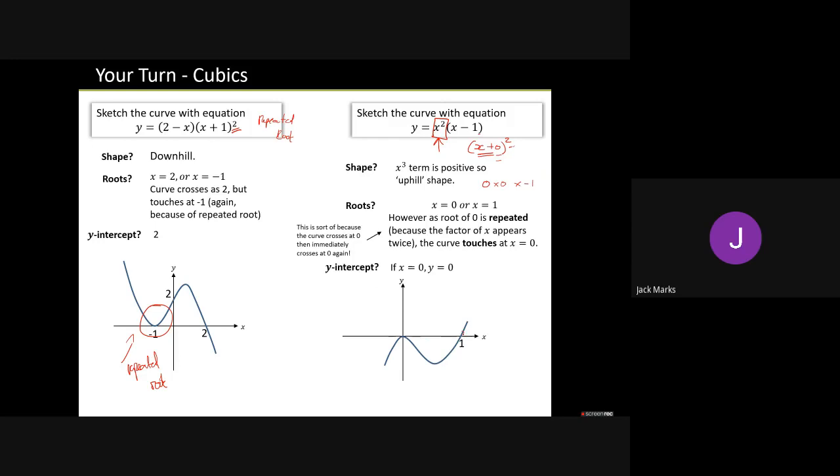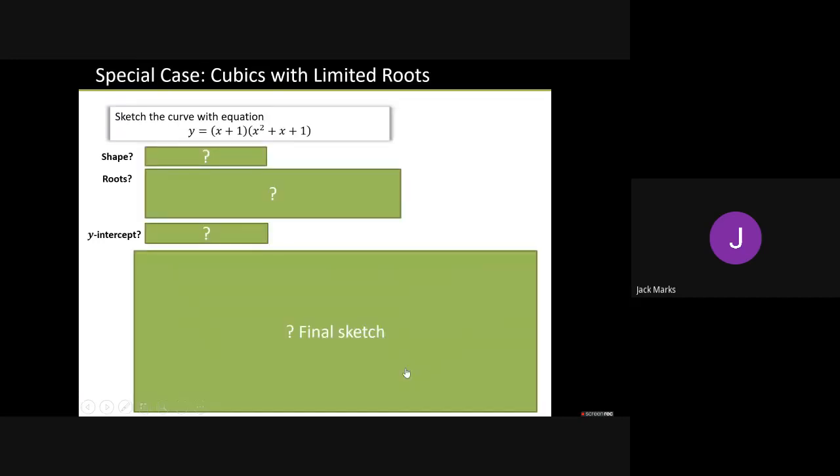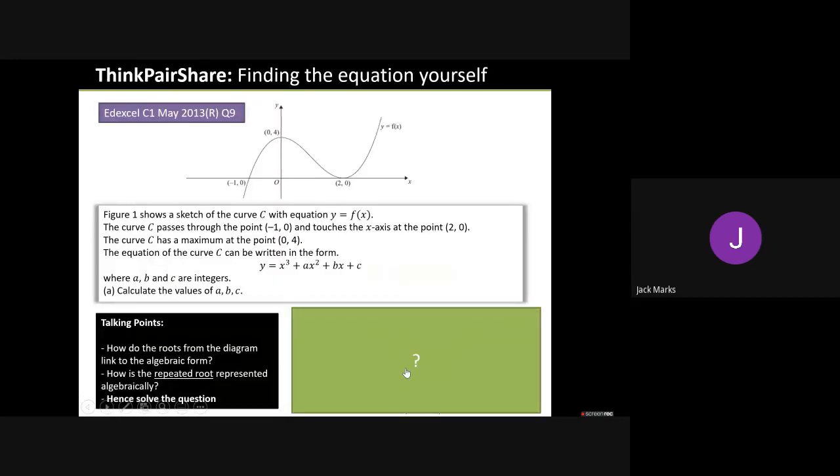The key features we want are the roots, and if there are any y-intercepts, we would want to know those as well. And on the board, there's sort of an example of an exam question that uses some of these ideas. So pause the video here and just have a quick look, a quick read.